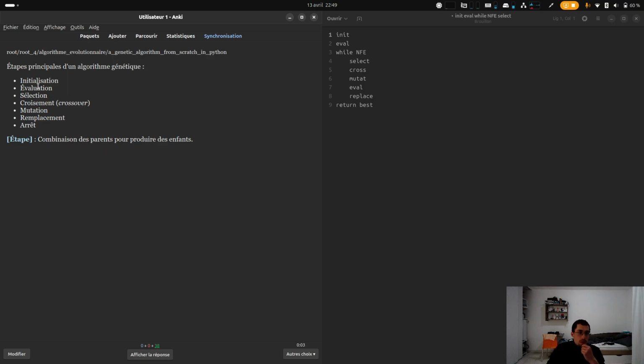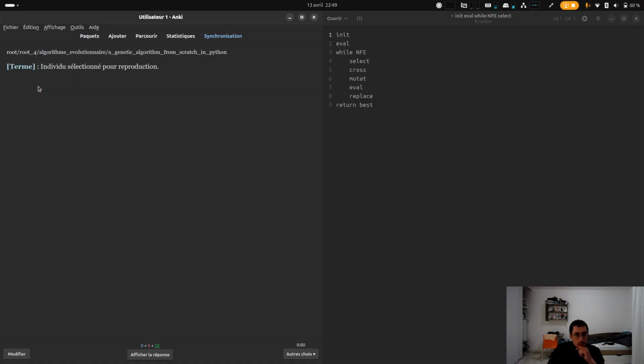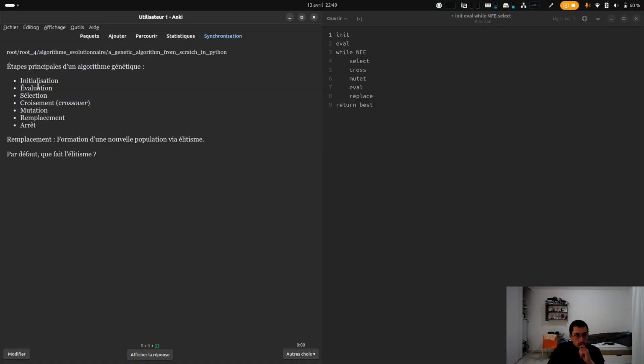Combination, so that's the crossover. Rate on the best individual. Pseudocode of genetic algorithm. Select. Combine. Parents. By default, elitism keeps one or few best parents and fills the population slots with the best children.